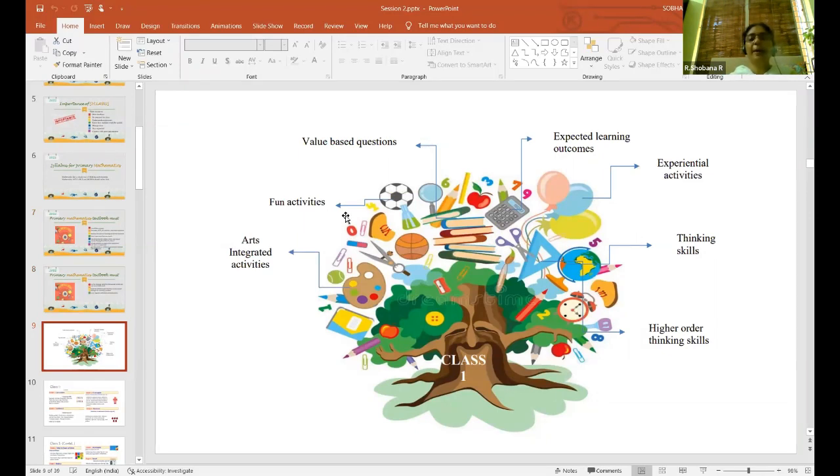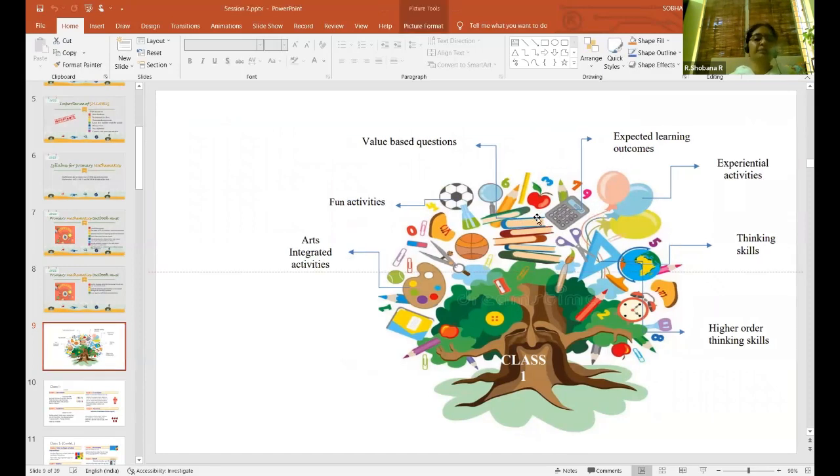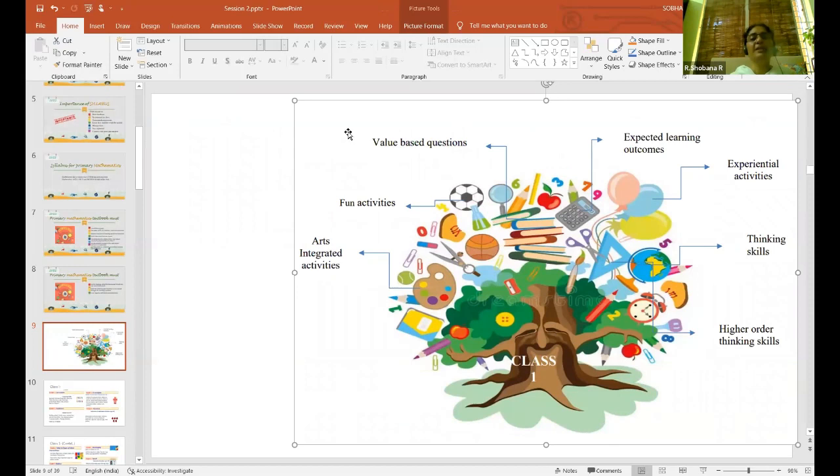So on the whole, the maths book must have questions based on higher order thinking skills. It must increase their thinking skills, critical thinking skills, analytical skills. It must have experiential activities. It must always work towards the expected learning outcome which the curriculum demands a teacher to do. It must have value-based questions so that the child grows up into not only an intelligent person, but also a responsible and socially responsible adult. So that is very, very important, value-based questions.